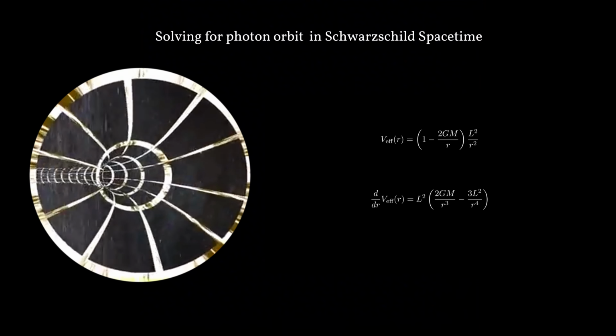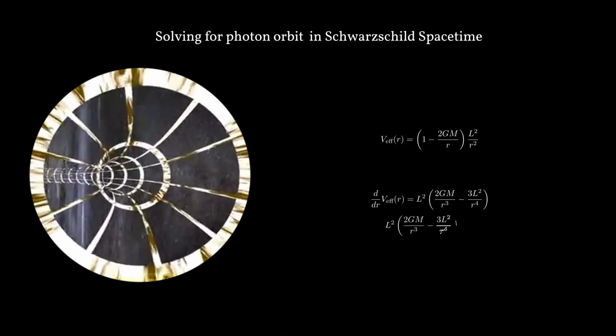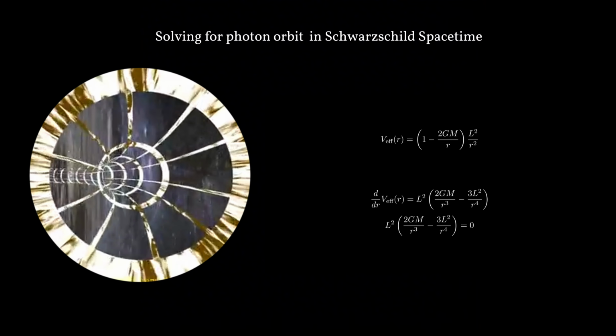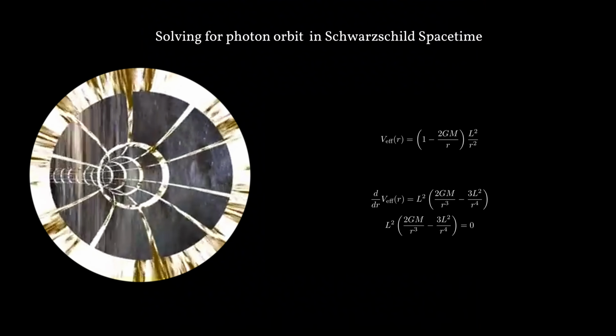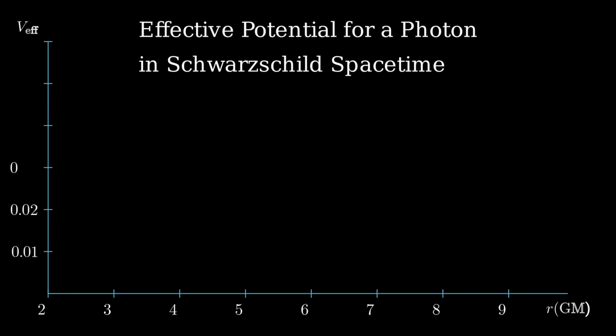Then we take the derivative of the effective potential with respect to r, and set that to 0 in order to get the orbit, or the energy required at r equals 3GM, to completely take an orbit around the black hole.